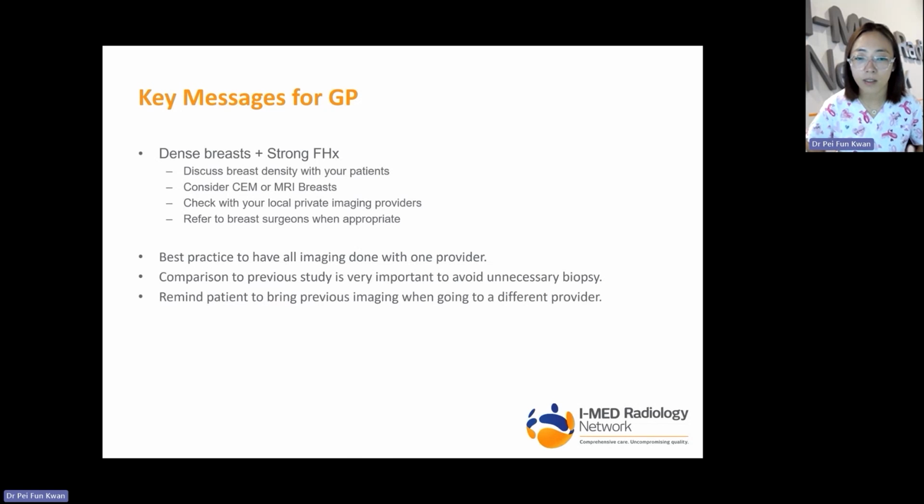Unfortunately, you won't get the information from the breast screen information. They don't give it to you. But if your patient has private screening before, the information should be in the report.